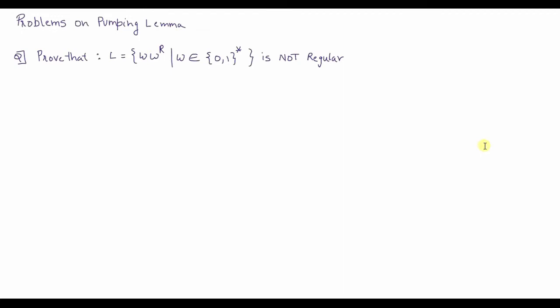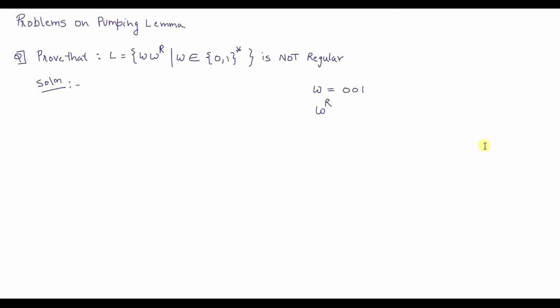Now in this problem, it is asked to prove that the language L equal to w w raised to r, where w belongs to {0, 1} star, is not regular. Before we actually solve this problem, we need to analyze what this language is. Now w raised to r means what? First thing, w belongs to {0, 1}, that means any combination of zeros and ones. w is a binary string. So suppose we have w as 0 0 1, w raised to r meaning the reverse of string w.